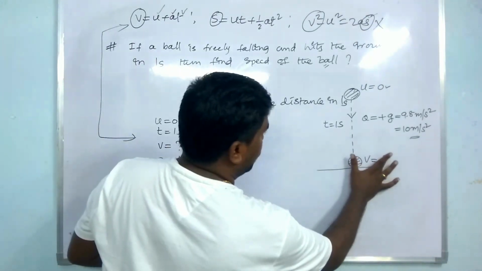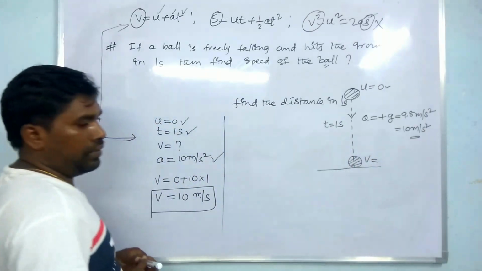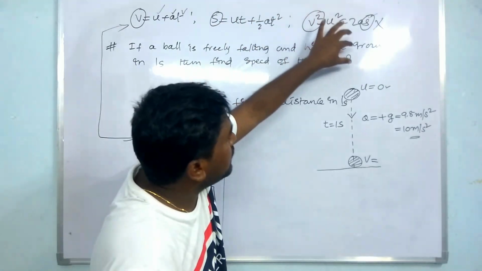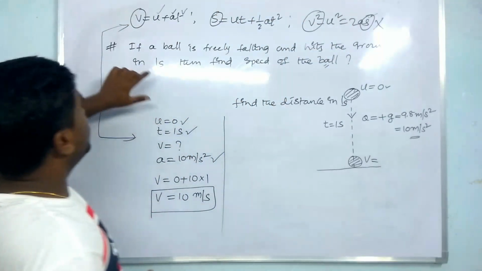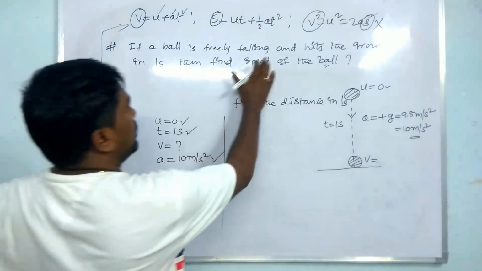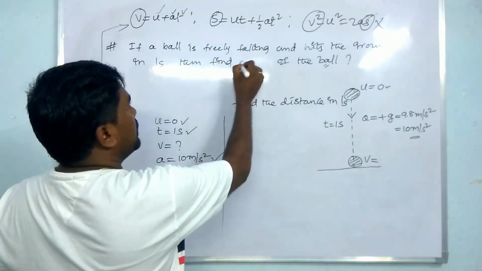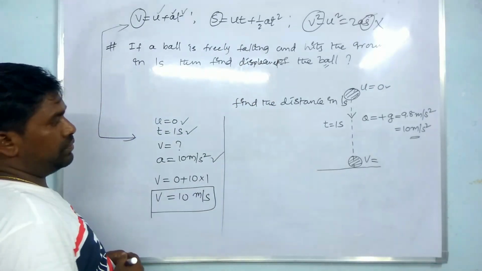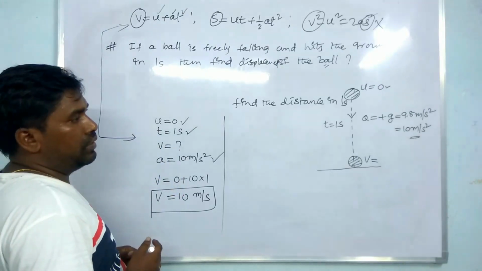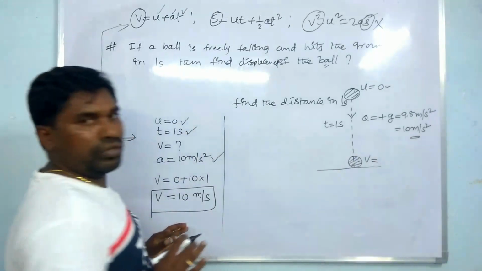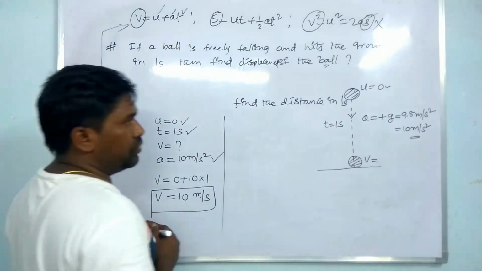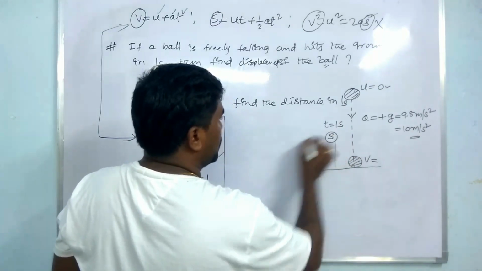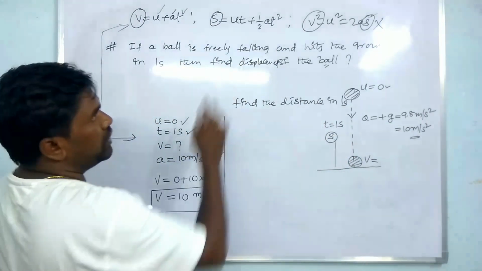So here we don't know the velocity. If a ball is freely falling and hits the ground in 1 second, then find the distance, the displacement of the ball. Whatever the velocity is, we don't know it and don't want to calculate it, but we have to calculate the displacement of the ball here, only the displacement. So which equation is used here?